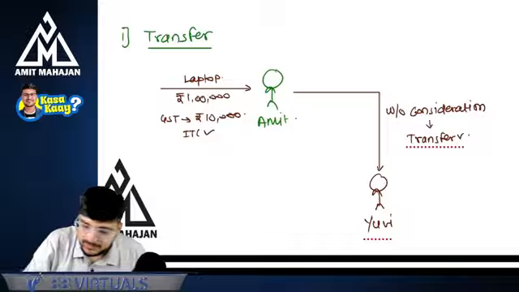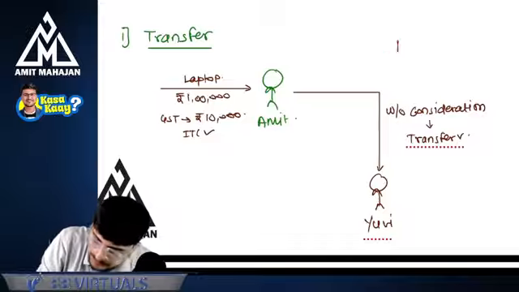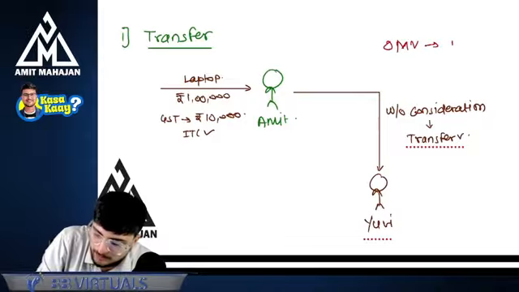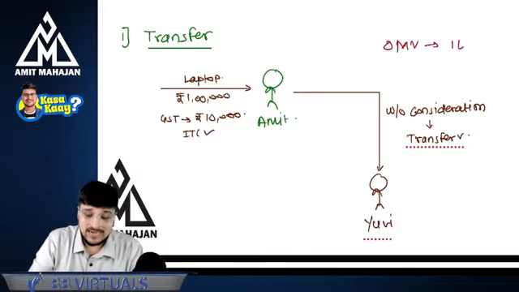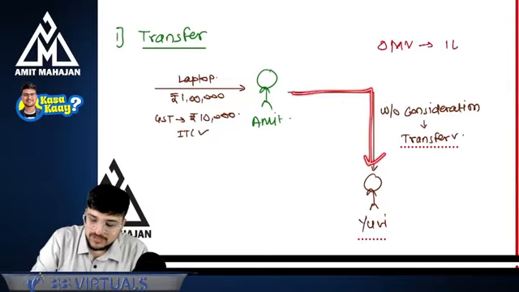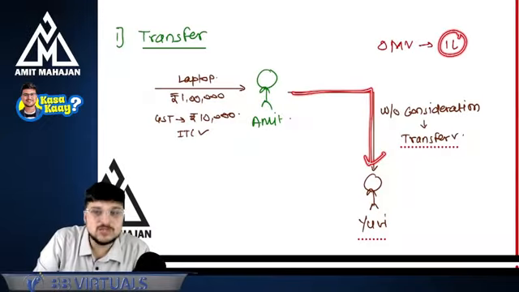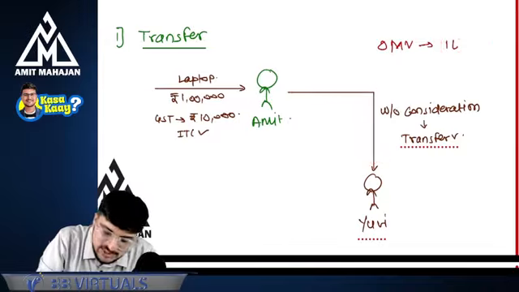So, for example, the open market value is 1 lakh rupees. If the open market value is 1 lakh rupees, it will be deemed that Amit made a supply to UV where the value of supply is 1 lakh, and on that the GST component comes to 10,000 rupees.